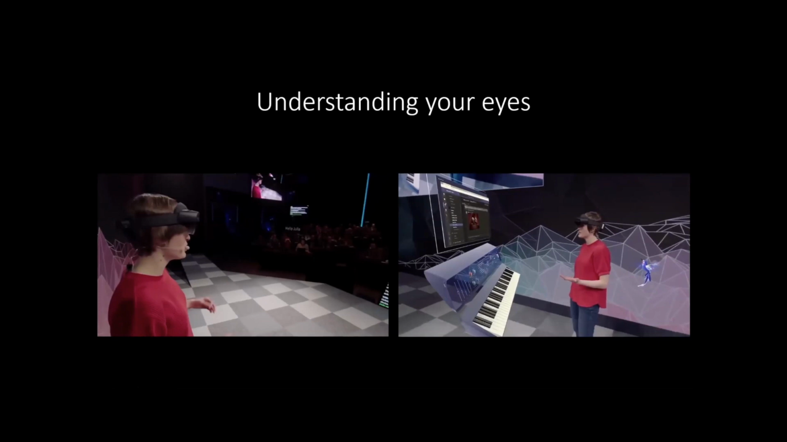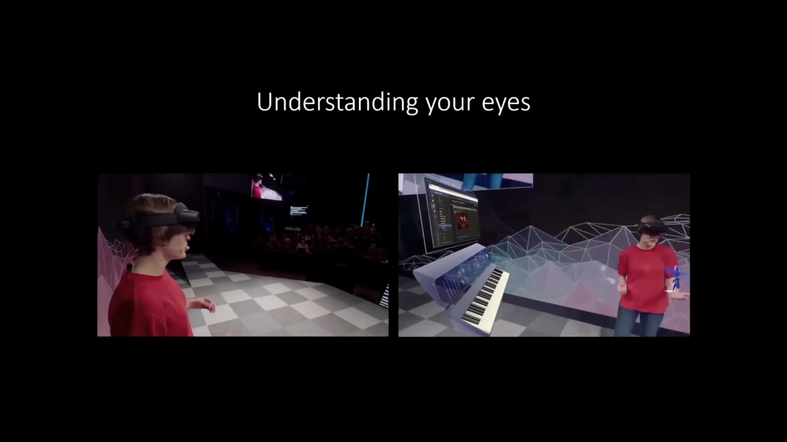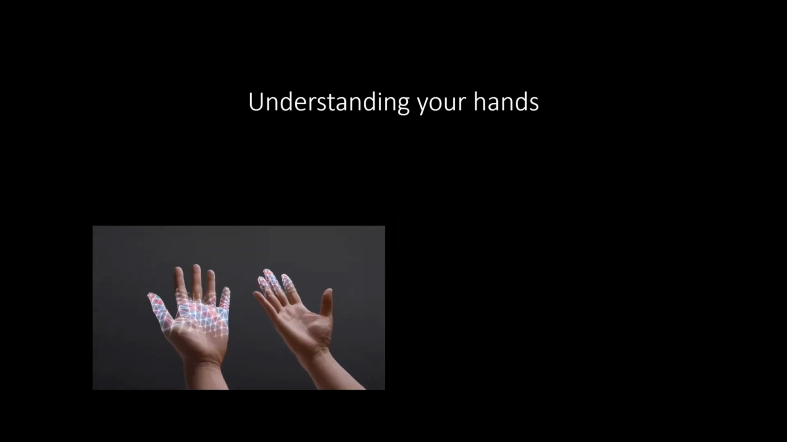So those were eyes and understanding of human eyes. And now this ingredient is really important: understanding hands, because you want to manipulate the holograms, right? So what HoloLens does is that it creates a 3D model of your hands. Again, you can think of it like a 3D mesh.